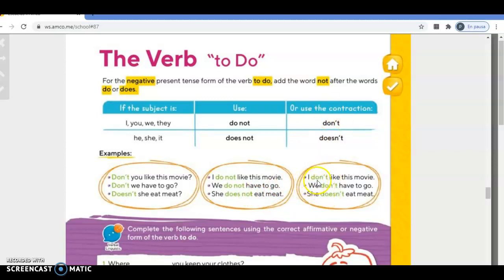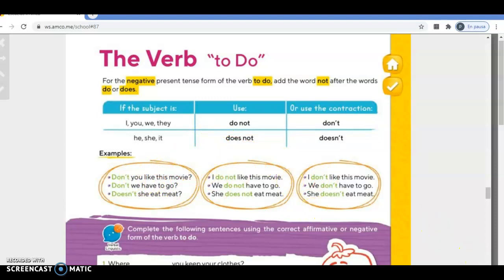Okay. I don't like this movie. We don't have to go. She doesn't eat meat. Okay. Negativo. Okay. Just remember the rule here is that you have to follow the subject. Ok, si tú sabes con qué subject va do y con qué subject va does, acá igual no se te hará difícil, ok. Este es para negativo.